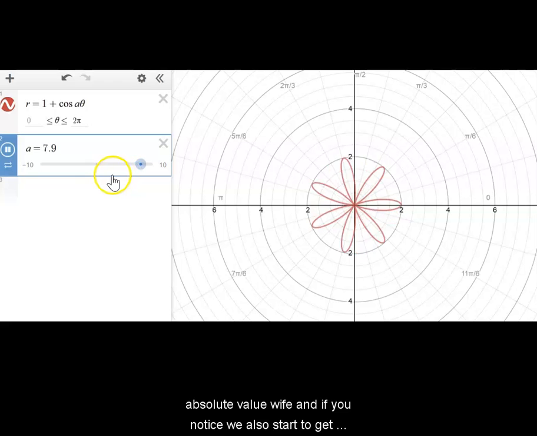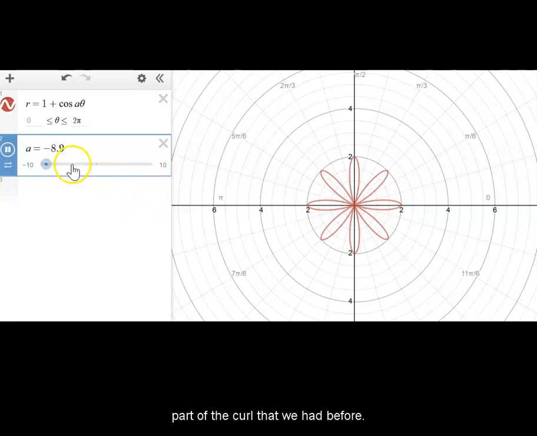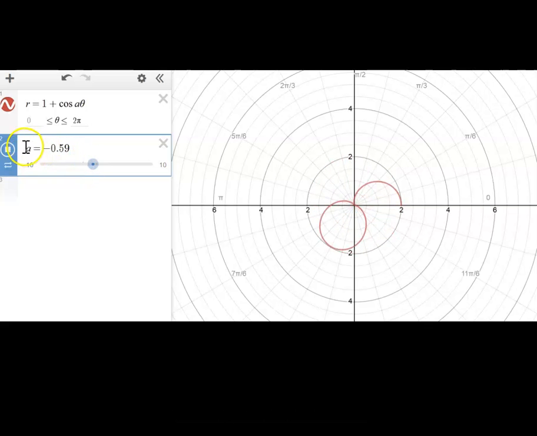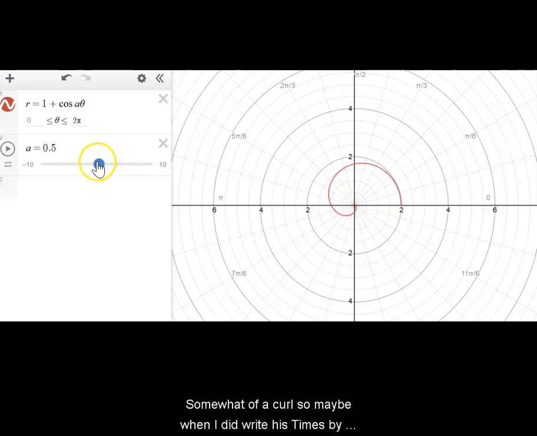And if you notice, we also start to get sort of a curl that we had before, okay? So when we are about here, right, we have somewhat of a curl. So remember when I did radius times my angle? That's because now I have 1/2 of theta, right? So it looks very much like a snail's shell, actually, if you think about that, okay?